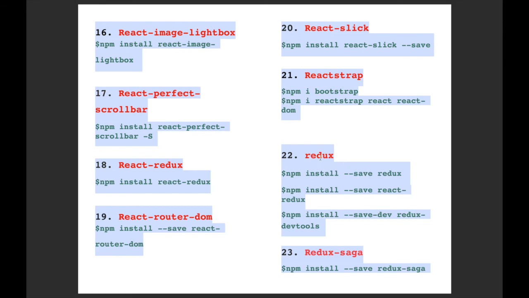After this, Redux. So friends, in this we are going to install these three libraries. The first one is the stable Redux package. The second one is React bindings, and the third one is React developer tools. So we will be using all of these three inside our project. And Redux is basically a predictable state container for the JavaScript apps that we make.